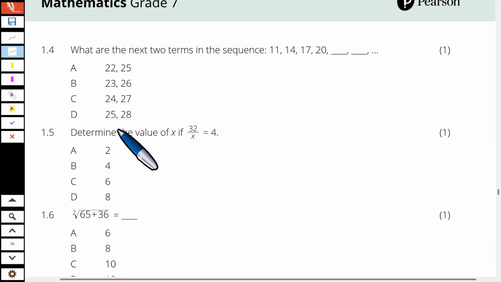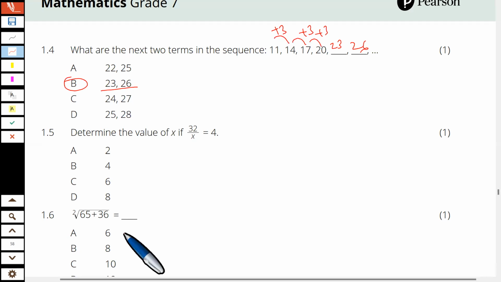Which ones? I think the answer is 23, 26. Okay, well done, because you can see that here you increase by 3. You just add 3, so you get 23, and then you add 3 again and get 26. So if you look at 1.4, the answer is B, 23, 26.